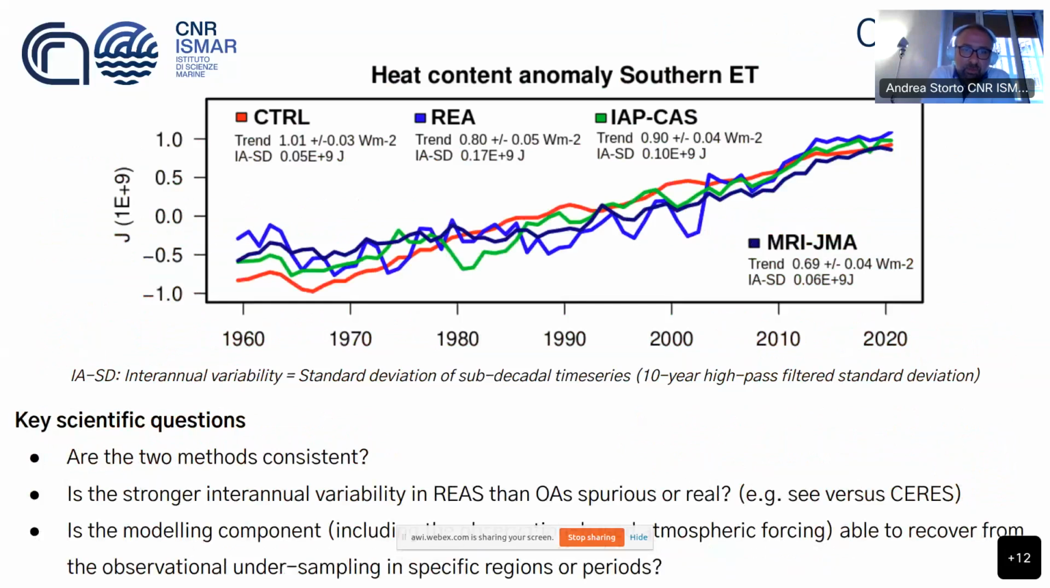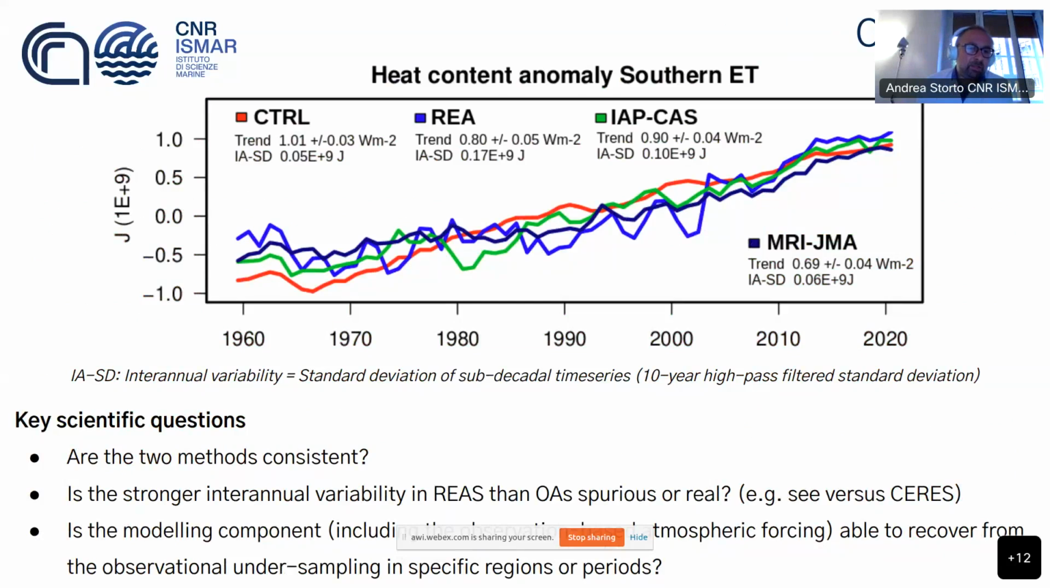If you look at this time series of oceanic heat content anomaly in the Southern Ocean, south of 30 South, you see a control run in red from the NEMO model, a reanalysis in light blue, and two objective analyses in dark blue. You can see that the trend, but also the interannual variability, which is here defined as the 10-year low-pass filtered standard deviation, is quite different.